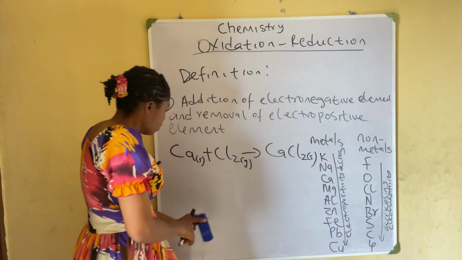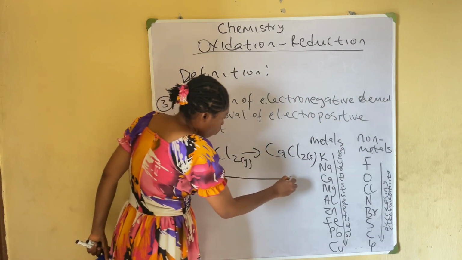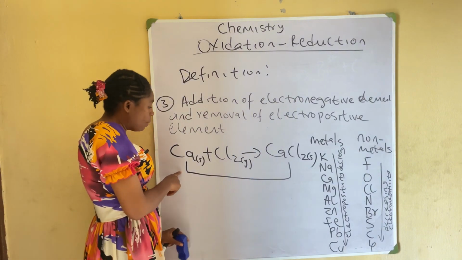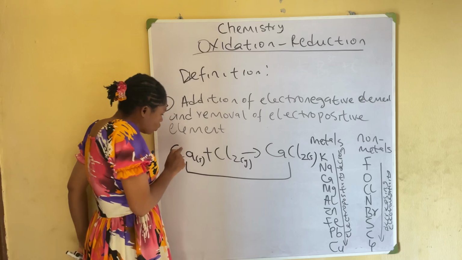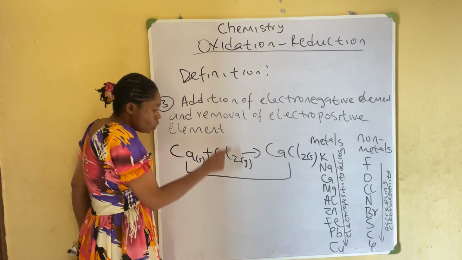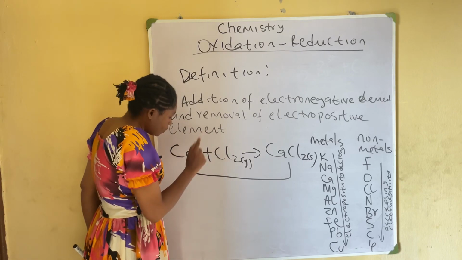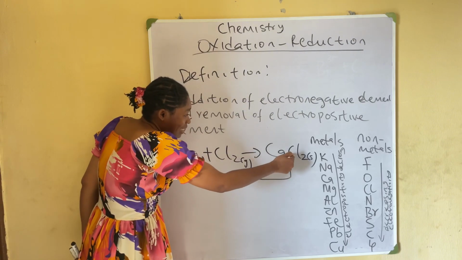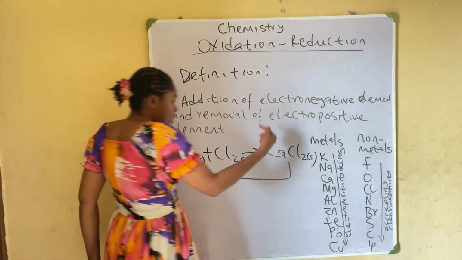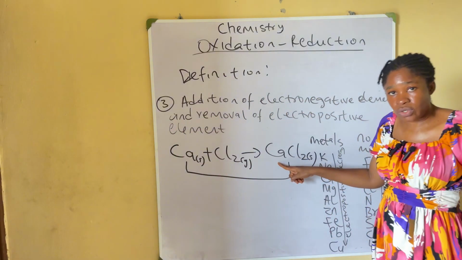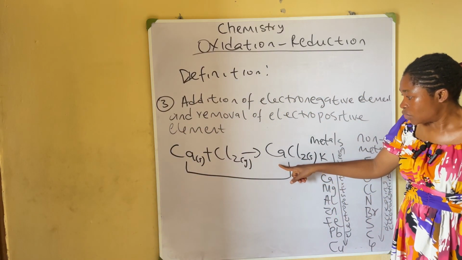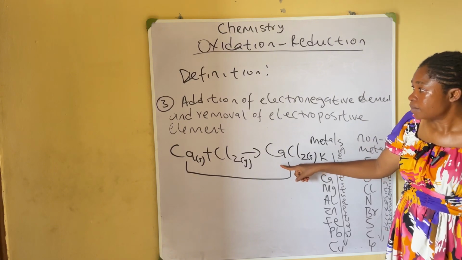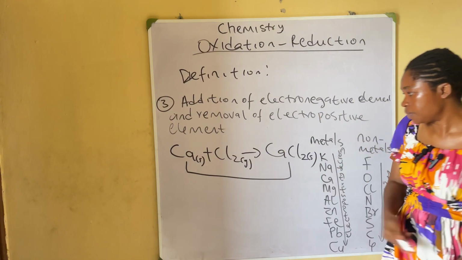So look at this calcium. Here you have only one product. What happens here to this calcium? Calcium is electropositive. Chlorine is electronegative. So what has happened to calcium here? It means that an electronegative element is added to calcium. So addition of an electronegative element is oxidation.